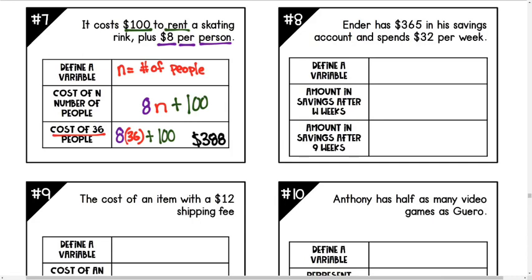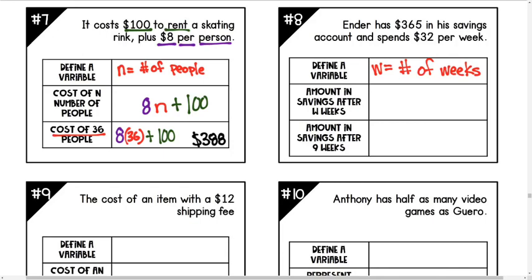Number 8 says Ender has $365 in his savings account and spends $32 per week. We need to define a variable. So in this one, I notice that it says per week. So I'm going to go ahead and say the number of weeks is our variable. The amount in savings after W weeks, and the amount in savings after 9 weeks.